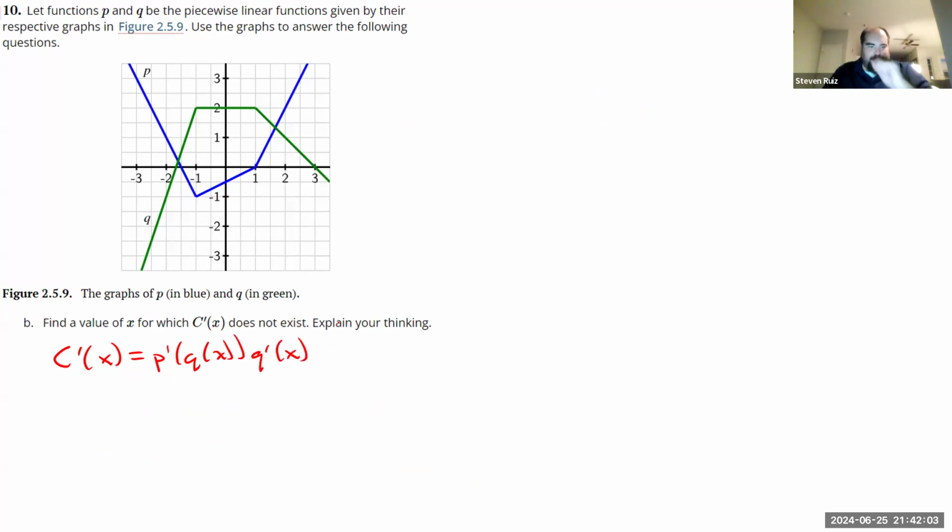So why would this not exist? Basically, this derivative would not exist if the derivative of q does not exist, or the derivative of p does not exist for some value of q of x. So where is q not differentiable? At x equals what? I believe that's going to be -1 and 1. If we look at q, which is the green function, we have hard corners at x equals -1 and x equals 1. So those are two points where this derivative would not exist.